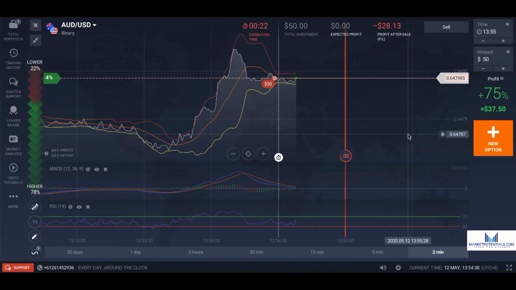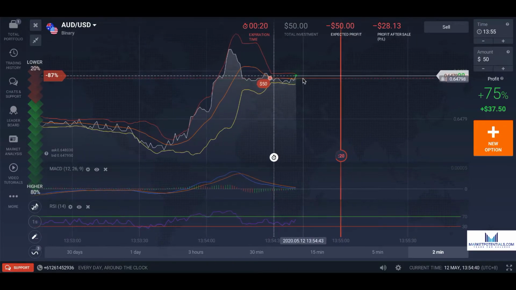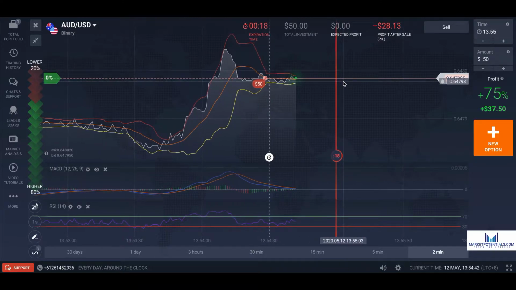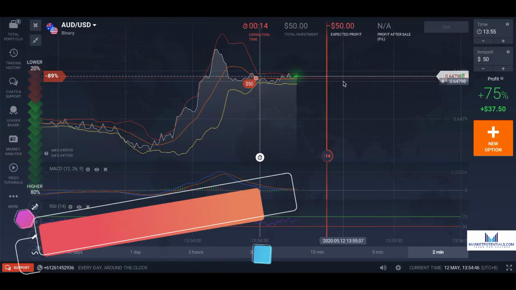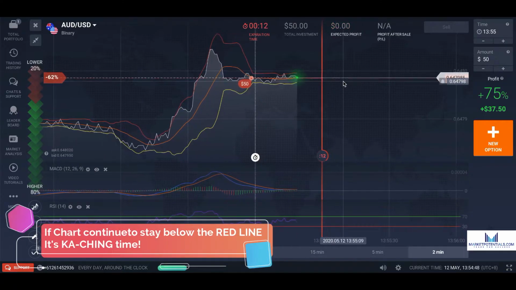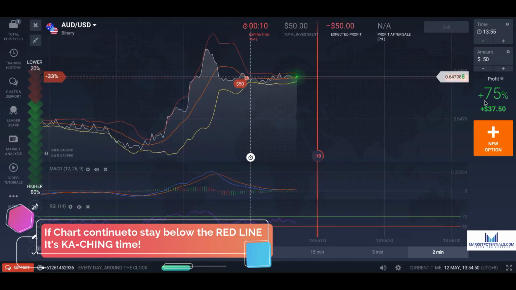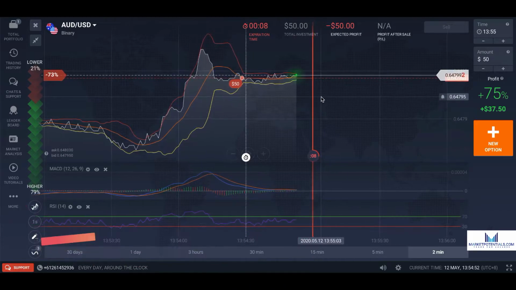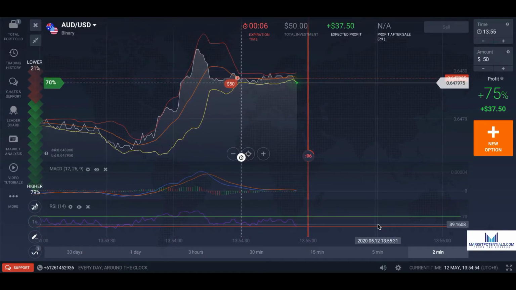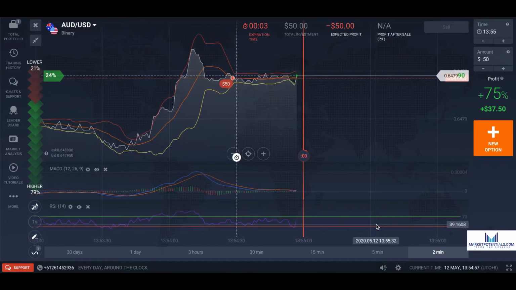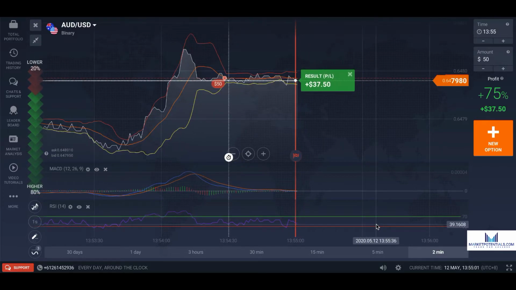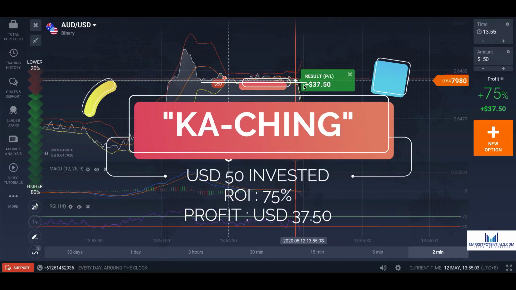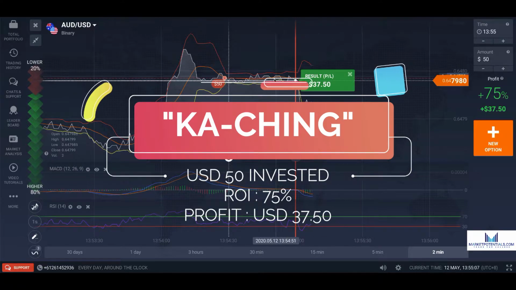So that's $50 in. I've selected lower, and you can see this red line that's drawn here. Now, as long as my trade ends up being below the red line, I would stand to pocket $37.50. At the moment, it looks very iffy. Let's see, I've still got another 5 seconds to run to see if it's going to hit my way or not. And I think it did. So there you go. That's ka-ching. That's $37.50. All right, that's in profit.